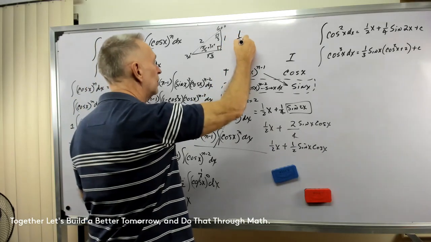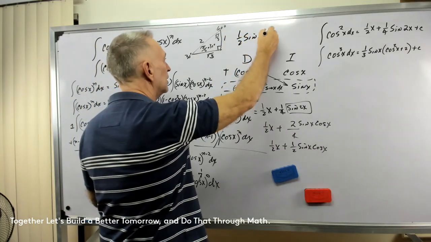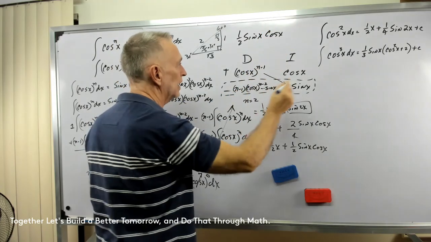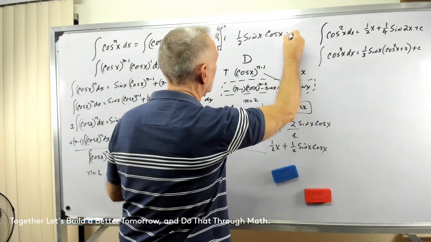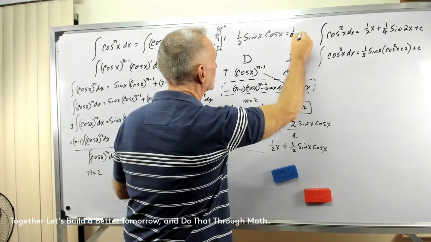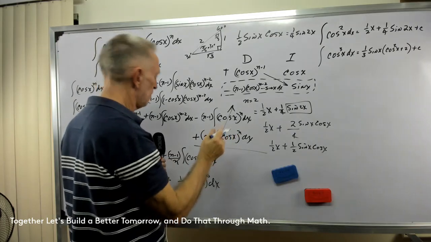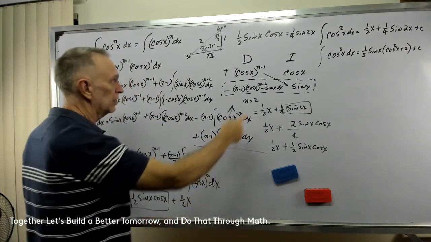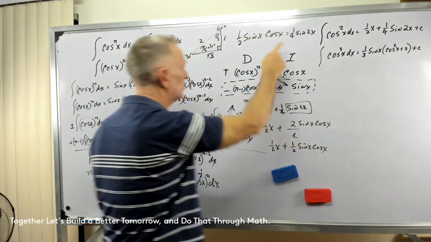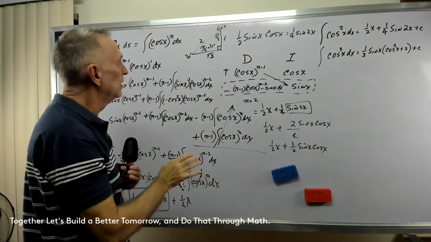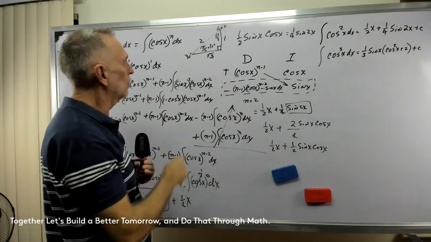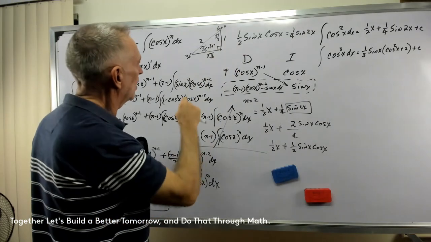So in this case, 1/2 sine x cosine x. We're trying to say that's equal to 1/4 sine 2x. That's our question, right? Because we had the 1/2 x here and the 1/2 x there. So it's the other part of that equation that we're trying to say, does that work or not? Is it equal or not?